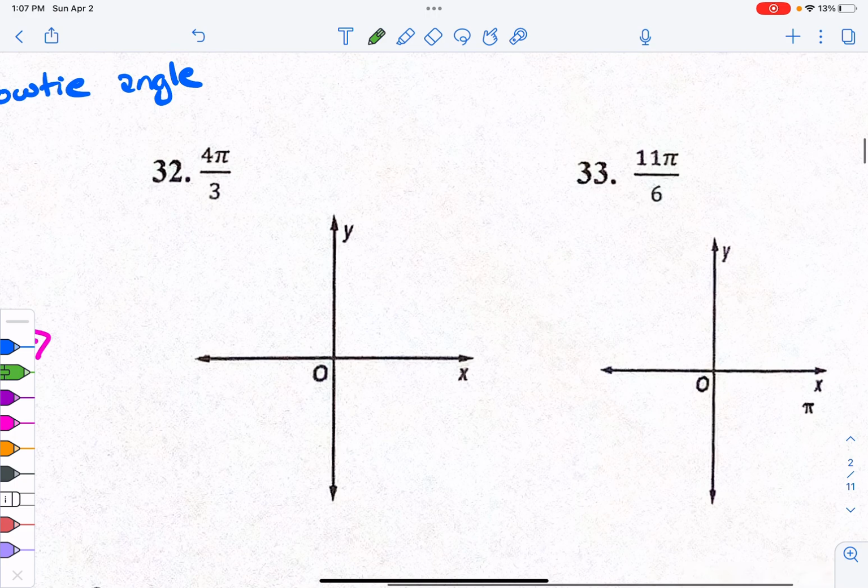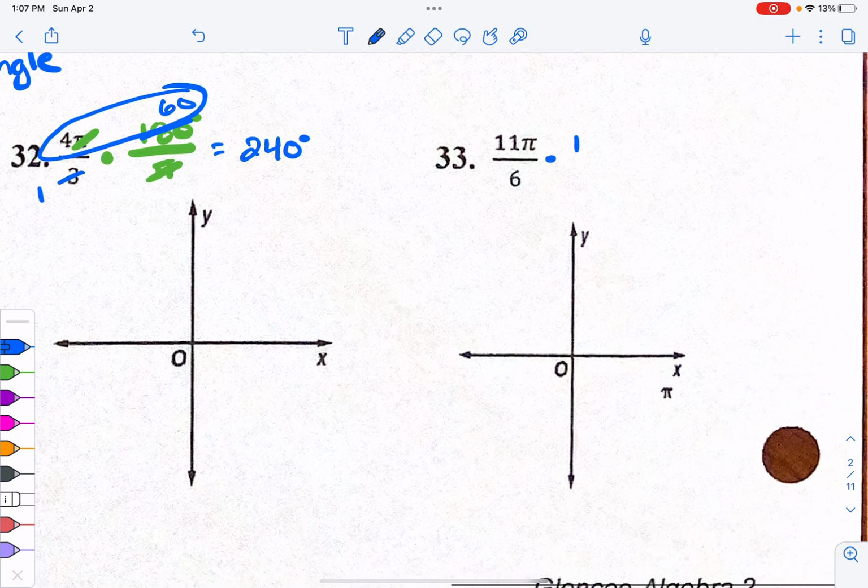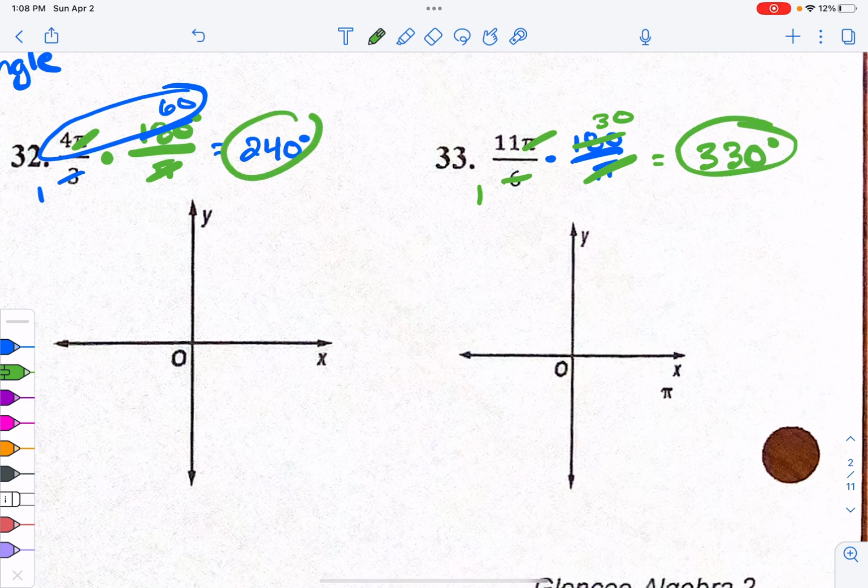Two more, and those are in radians. So we've got to convert to degrees first. So I'm going to put 180 over pi, and the pi's are going to cancel. And then I'm going to reduce the 3 and the 180 becomes 1 and 60. And if I multiply by 4, that is 240 degrees. Okay, I'm going to do the same thing over here. I'm going to go 180 over pi, where my pi's are going to cancel. My 6 and my 180 can become 1 and 30. And 30 times 11 is 330 degrees. So now those guys are ready to be graphed.